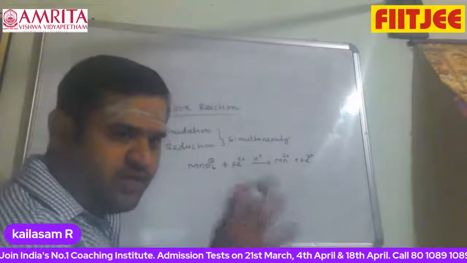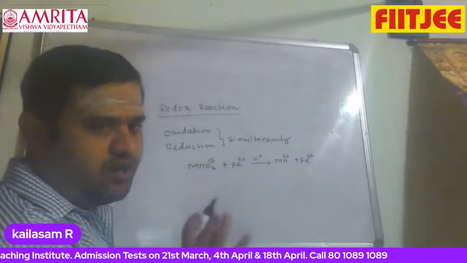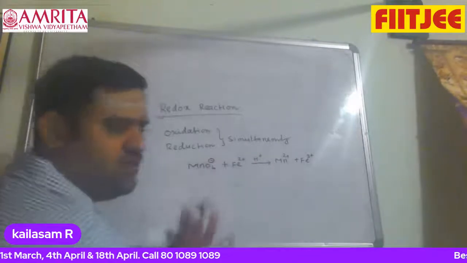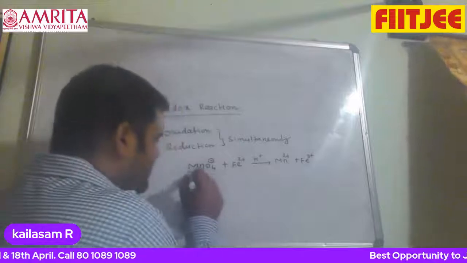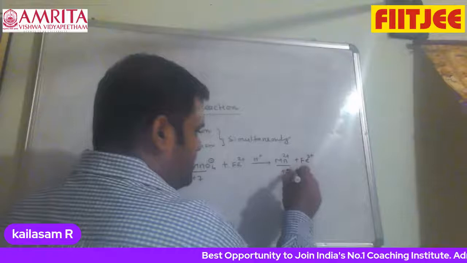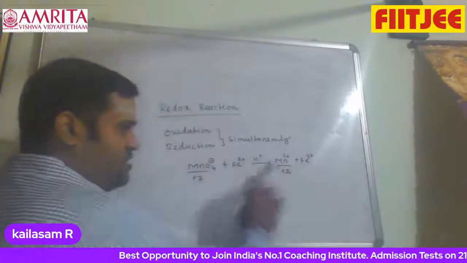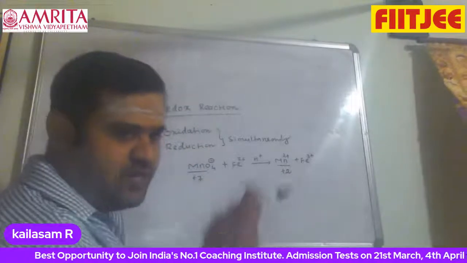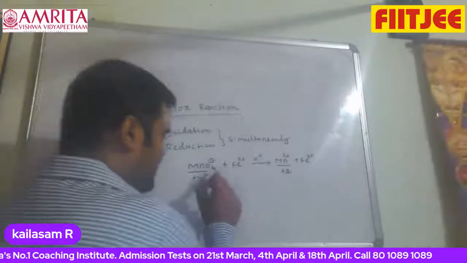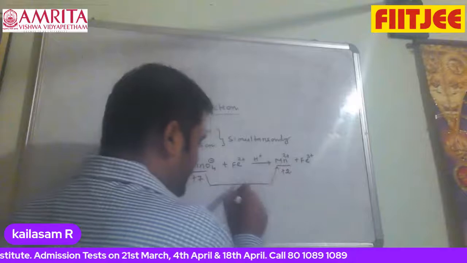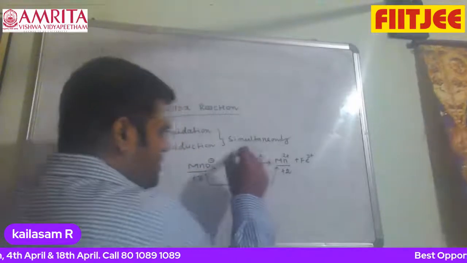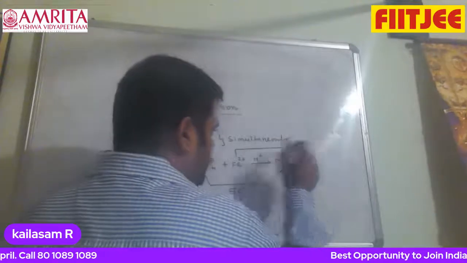How to find out whether this reaction is redox or not? Very simple. Find out the change in oxidation state of each element. In MnO4 minus, manganese is in the +7 oxidation state. Here manganese is in the +2 oxidation state. The change in oxidation state is 5. That means MnO4 minus becomes Mn2 plus, it is reduced, it gained 5 electrons. Now Fe2 plus becomes Fe3 plus, that means it lost 1 electron.